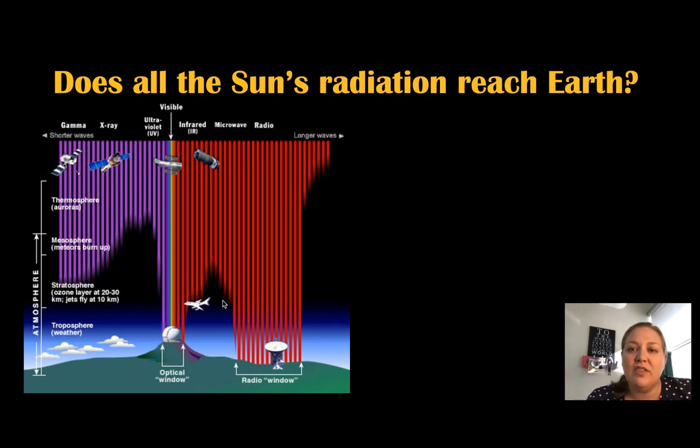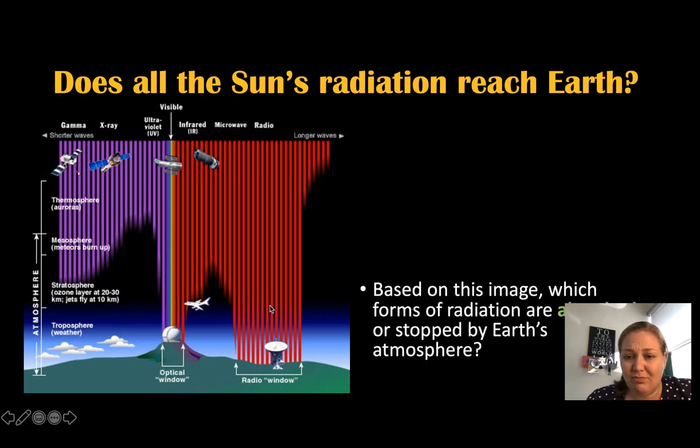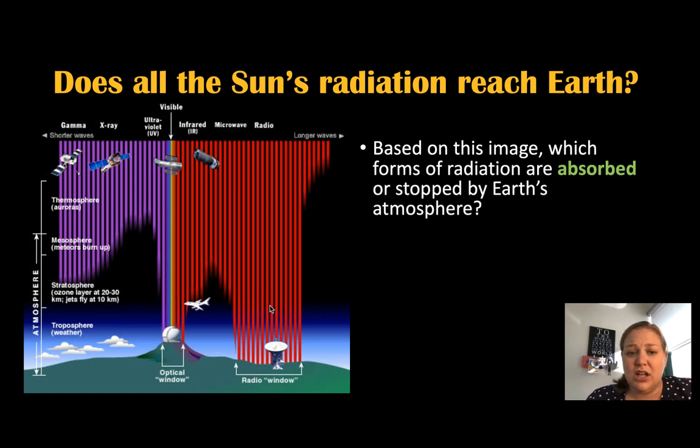All right, so does all of the sun's radiation reach Earth? You should be able to look at this picture and figure out no. The same way some materials in our lab transmitted and some blocked, our atmosphere does the same thing. So things that are stopped or absorbed by Earth's atmosphere, we can see that gamma rays, thank God. X-rays, thank goodness. Most UV, okay, we still get some UV that comes through, and that's why we get sunburn.